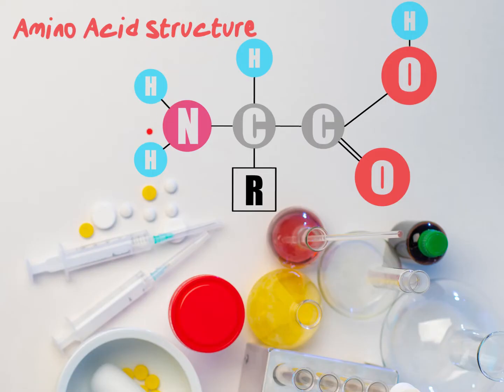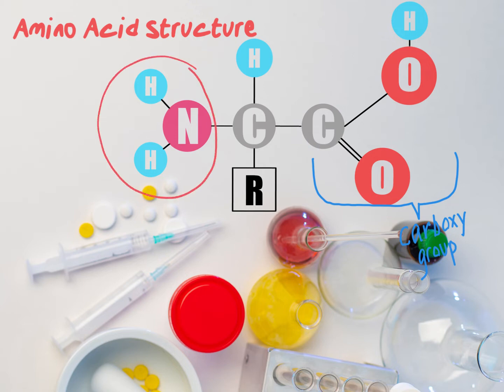Here we see the standard skeleton that is common amongst the 20 standard amino acids. Those 20 standard amino acids are the building blocks of typical proteins. You will notice in this common structure that we have at one end of the molecule a carboxylic acid group. We refer to this as a carboxy group. At the other end of the molecule, we have an amine group shown here.